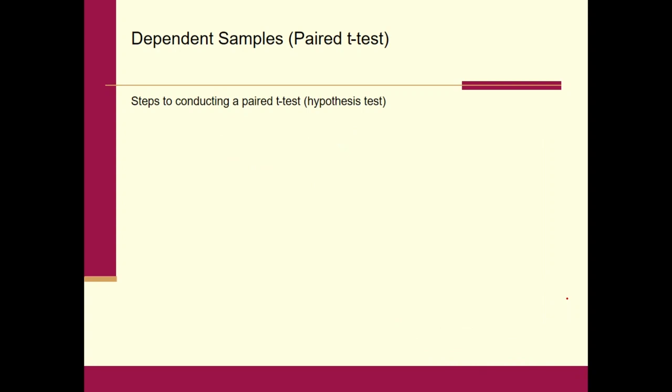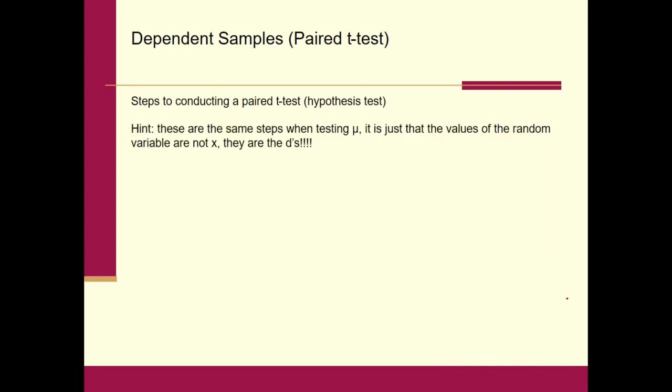So here are the steps to conducting a paired t-test. Hint, these are the same steps as when testing mu. It is just that the values of the random variable are not x, they are the d's. Step number 1, state the null and the alternative hypothesis. So it's not going to be mu, it's going to be what? Mu sub d. By the way, mu sub d only applies to section 10.4, not 10.2. So mu sub d is equal to 0.